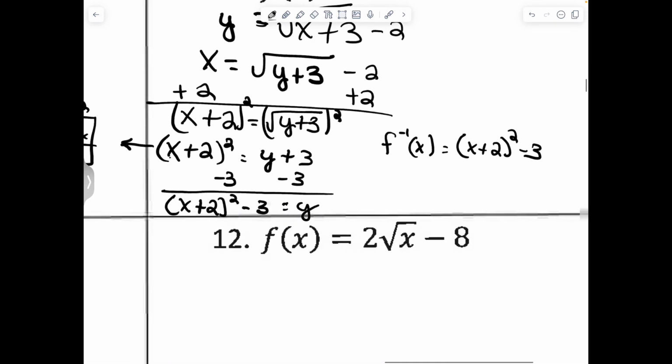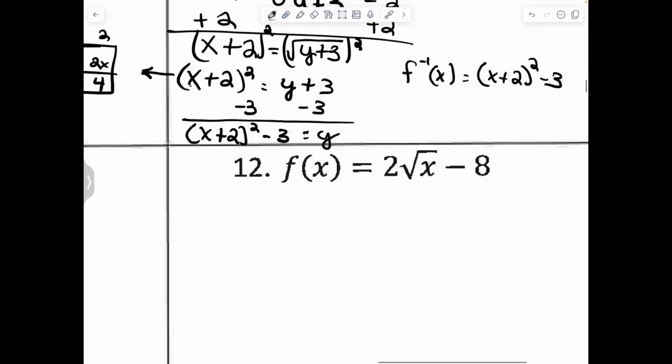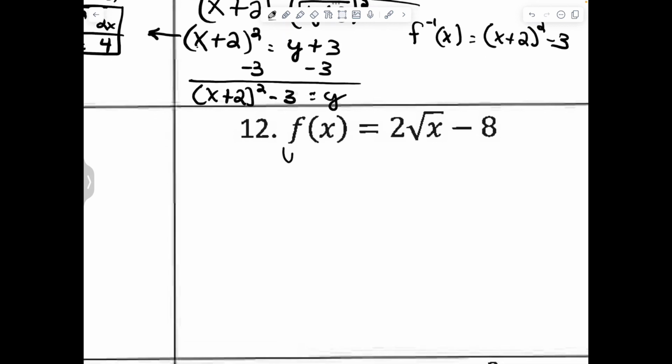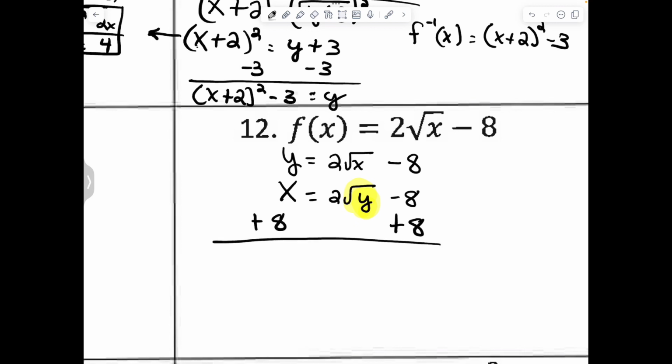All right, I'm going to do problem 12, and then I'm going to let you do the others on your own. For problem 12, same thing. We're going to start by making this y equals 2 square root of x minus 8. Then we're going to exchange x and y, and I need to isolate this y. I need to get it all by itself. To do that, I have to add 8 to both sides. Notice I start by adding 8 because we always get rid of what's not attached to the variable first.